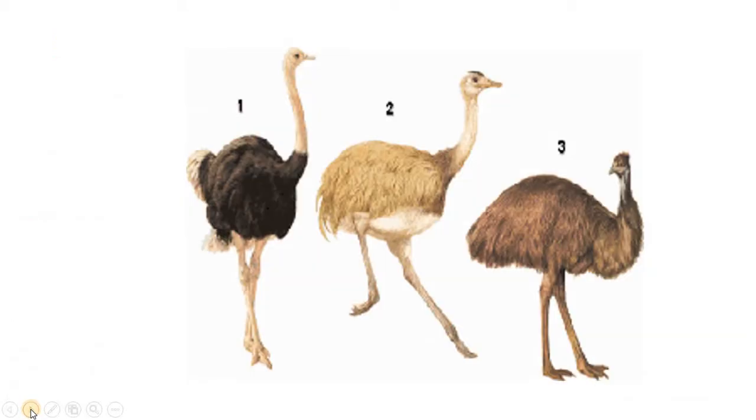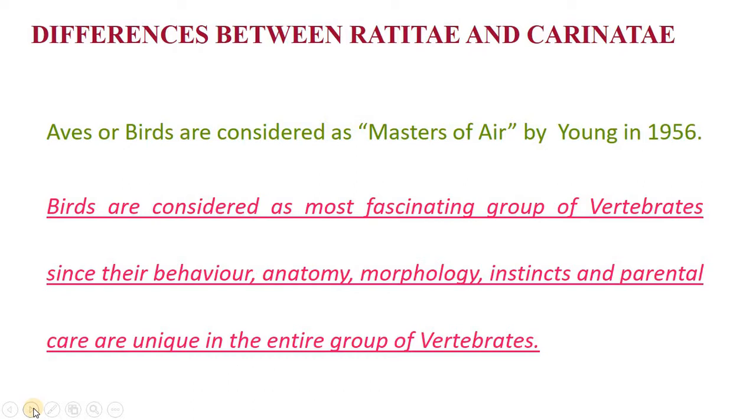See, here we see some of the birds which are referred to as the flightless birds. Now, in the aves, we have flying birds as well as flightless birds. So, flightless birds are considered as Ratitae and flying birds are referred to as the Carinatae. And the continuation of the previous class, say birds are considered as the masters of air by Young in 1956.